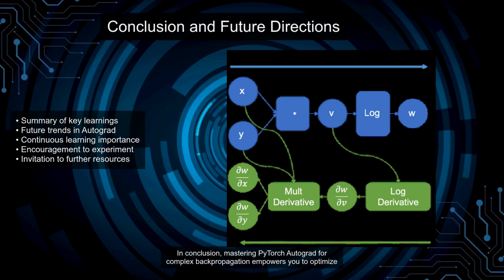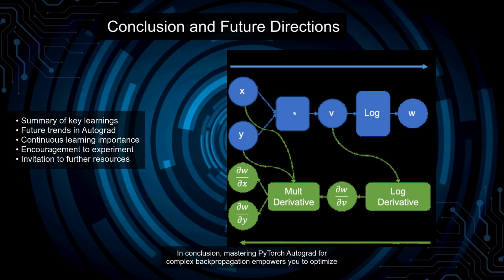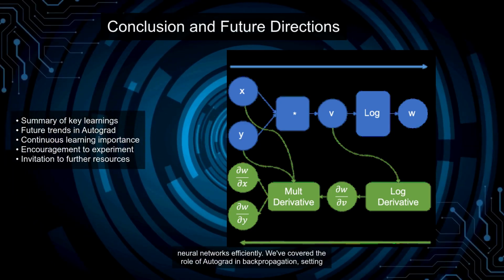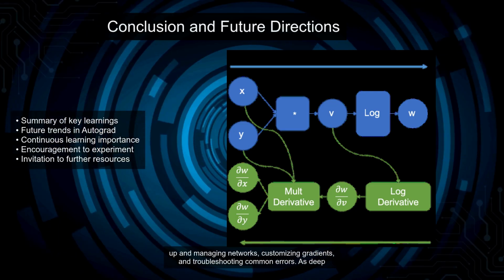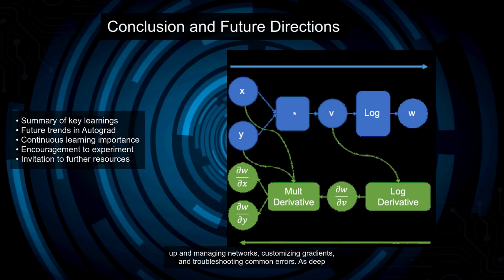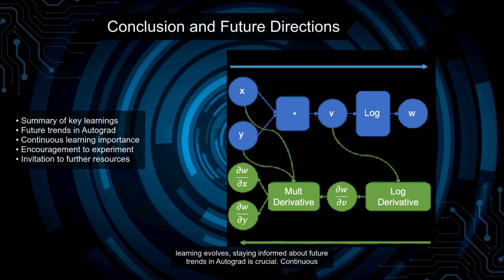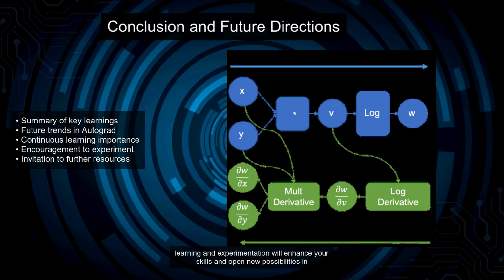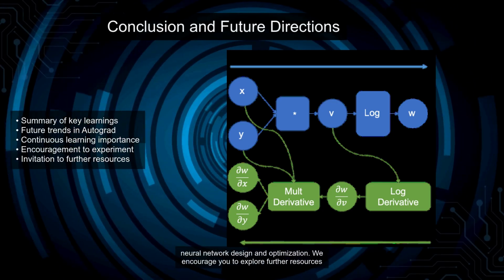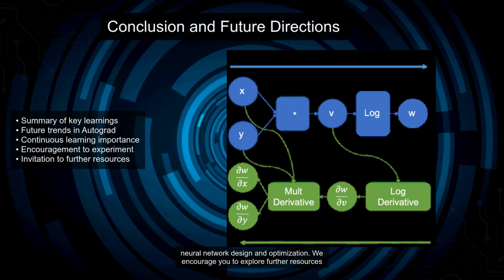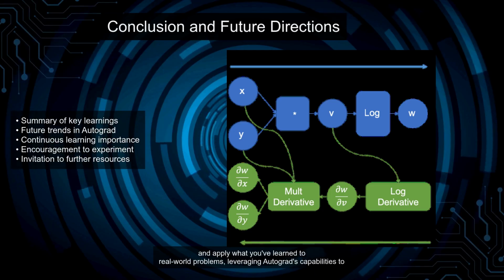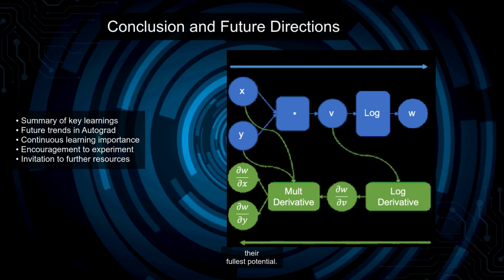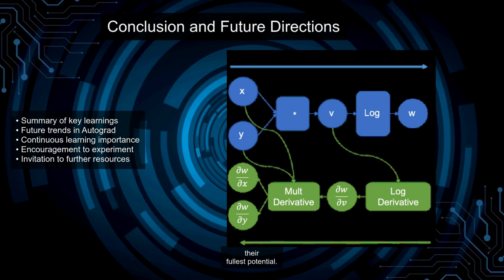In conclusion, mastering PyTorch Autograd for complex backpropagation empowers you to optimize neural networks efficiently. We've covered the role of Autograd in backpropagation, setting up and managing networks, customizing gradients, and troubleshooting common errors. As deep learning evolves, staying informed about future trends in Autograd is crucial. Continuous learning and experimentation will enhance your skills and open new possibilities in neural network design and optimization. We encourage you to explore further resources and apply what you've learned to real-world problems, leveraging Autograd's capabilities to their fullest potential.